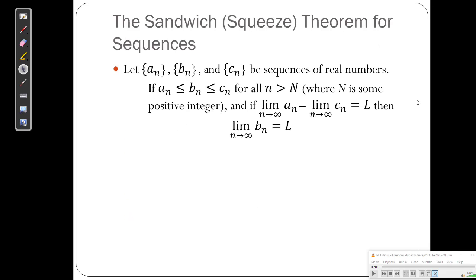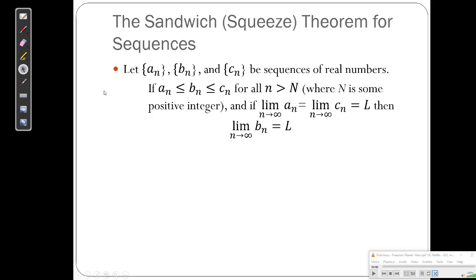Another big theorem from back when we were talking about functions is still very helpful here: the sandwich or squeeze theorem for sequences. So if we have sequences a sub n, b sub n, and c sub n, and b sub n is in the middle between a sub n and c sub n, it doesn't have to always be that way, but eventually, after n gets to a certain number, this is always true, that the b sub n term is between the two. Well then, if the upper and lower bounds both have the same limit, then the one in the middle does as well.